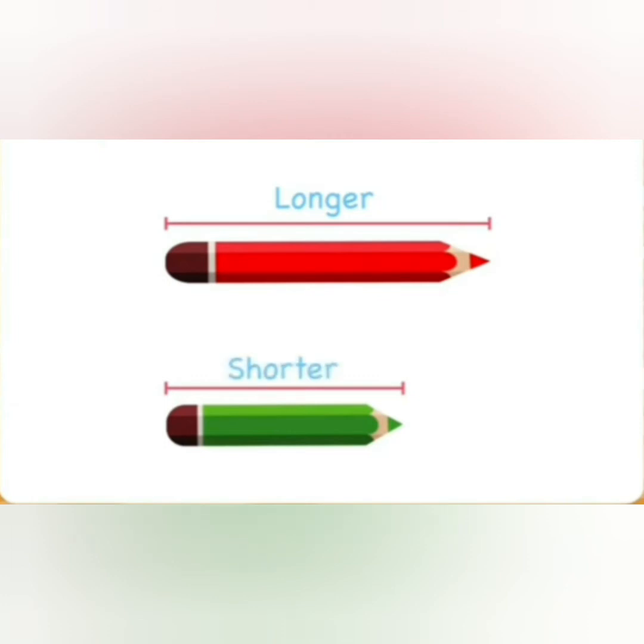We have two pencils, red and green. This is the length of the red pencil. This is the length of the green pencil. This length is unequal. So we say the red pencil is longer than the green pencil, or the green pencil is shorter than the red pencil.